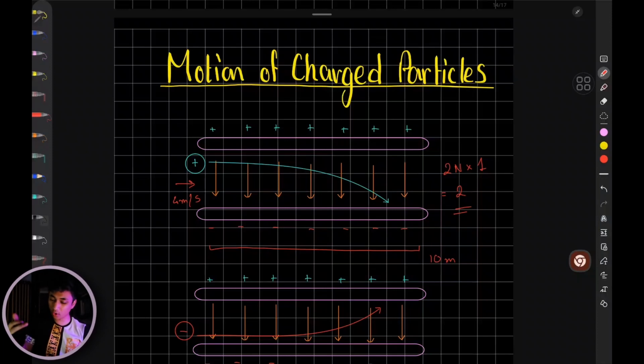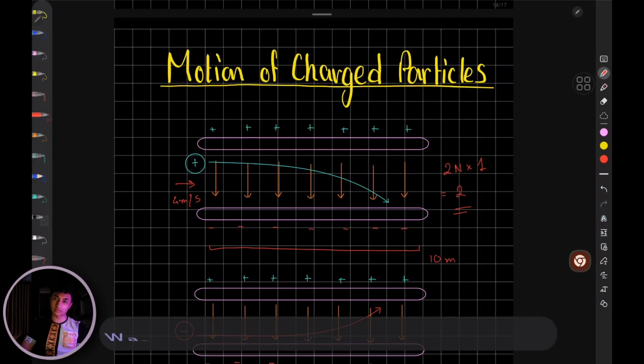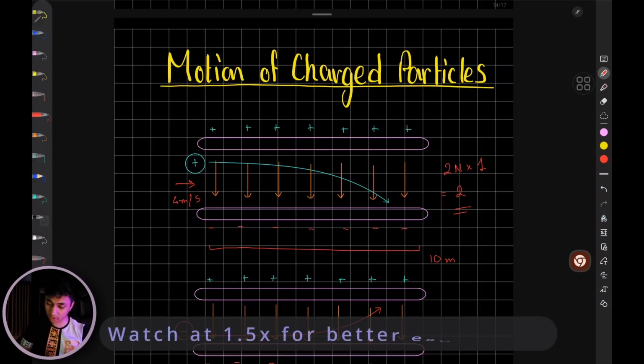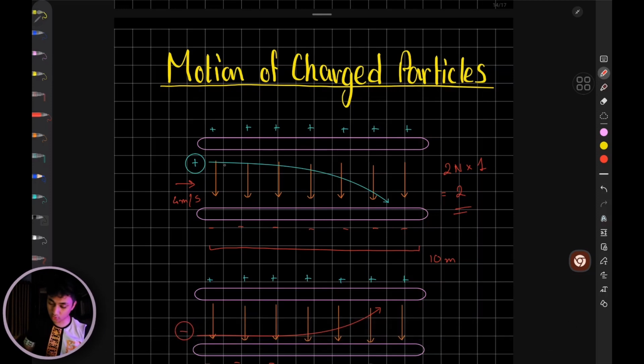And due to that constant force, you're going to see that the charge is attracted towards the negatively charged plate, due to the repulsion of the positively charged plate and the attraction of the negatively charged plate, resulting in a net force. Now, notice this is a parabola, and this is due to a constant force downwards that results in a parabola.